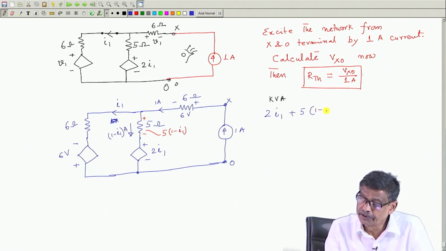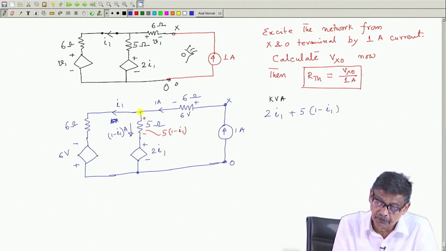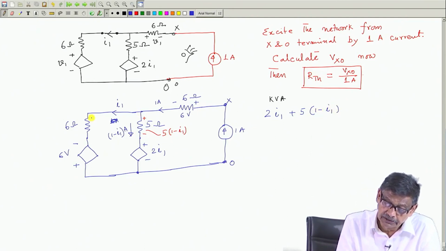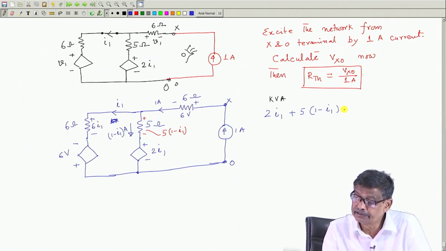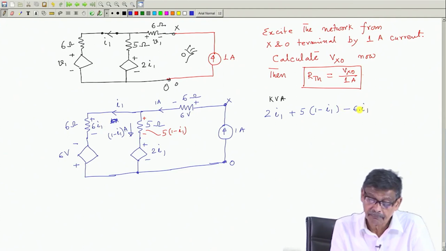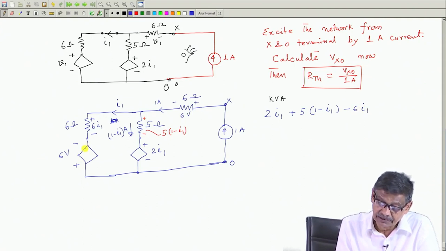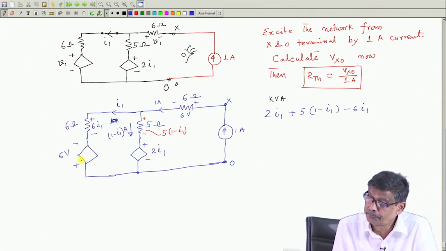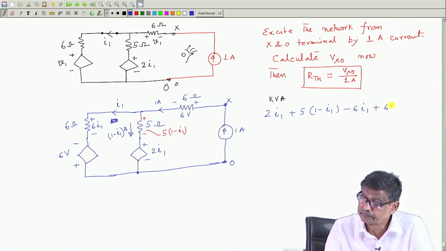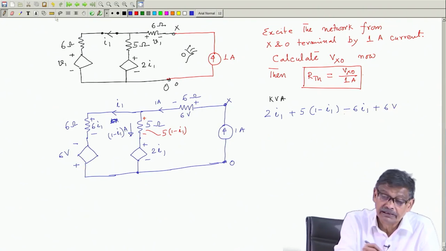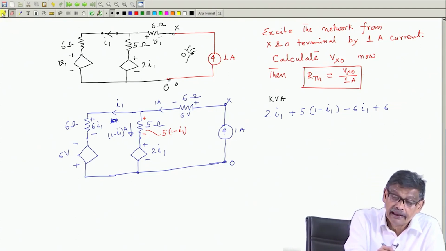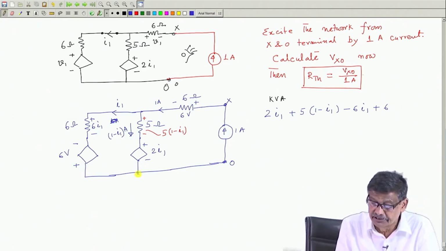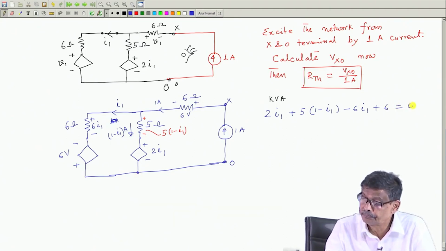5 into 1 minus I1, you reach this point, and from this to this the voltage drop here will be I1 flowing like this, 6 I1 plus to minus. So, that must be minus 6 I1. Then once again minus to plus, and that is 6 volt. So, plus 6 volt, and you have reached this point. So, this must be equal to 0, that is the thing.